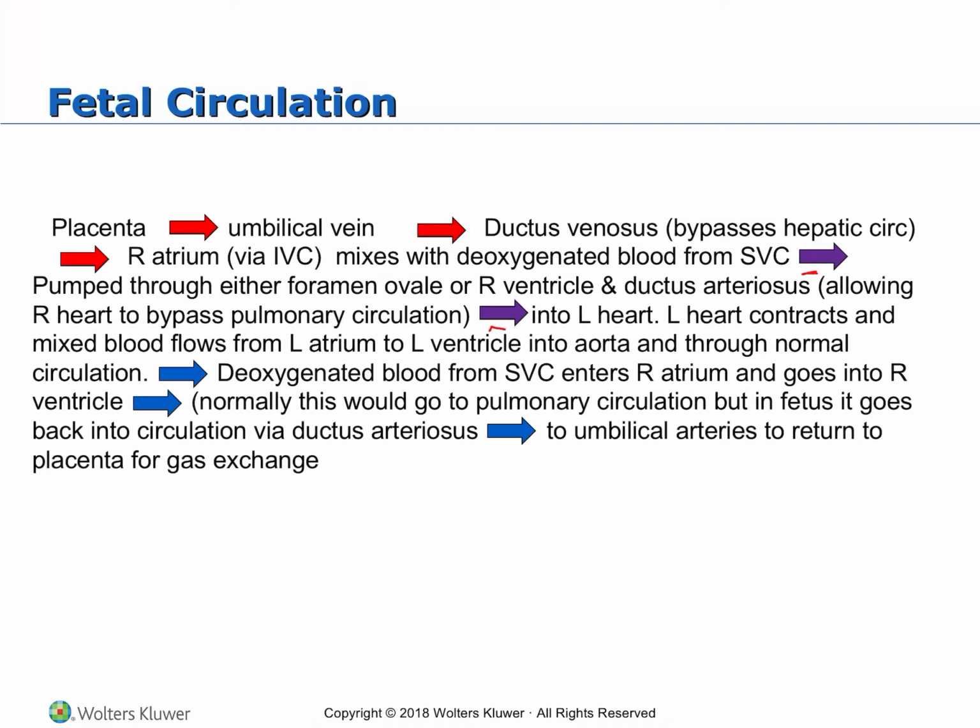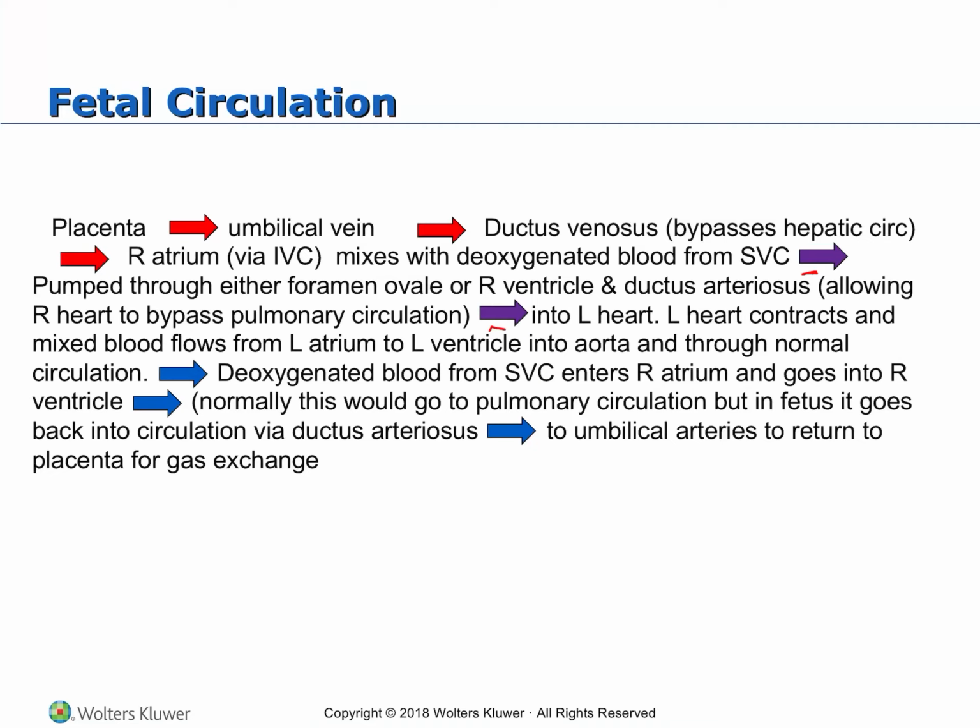It's then pumped through either the foramen ovale or the right ventricle and the ductus arteriosus, allowing the right heart to bypass the pulmonary circulation. We don't really need to go into the lungs because that's not where gas exchange is happening like it does in an adult. Then that mix of blood goes into the left heart. The left side of the heart contracts, and that mixed blood flows from the left atrium to the left ventricle, into the aorta, and through normal circulation.